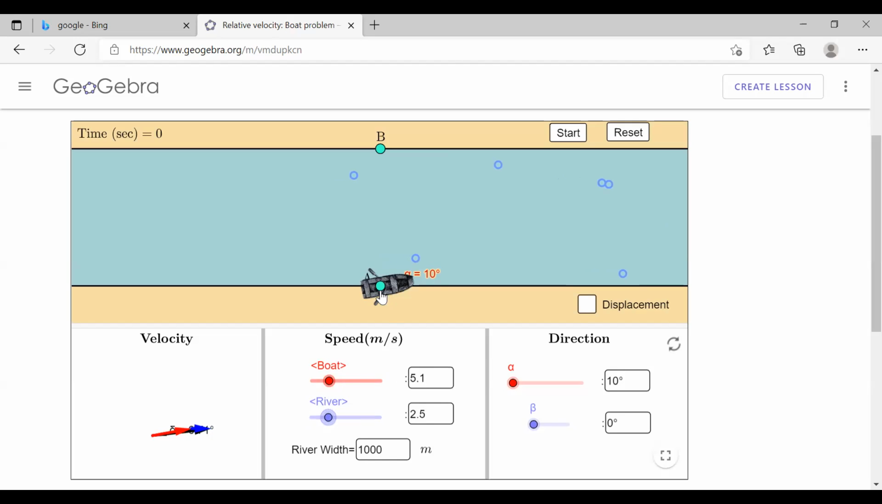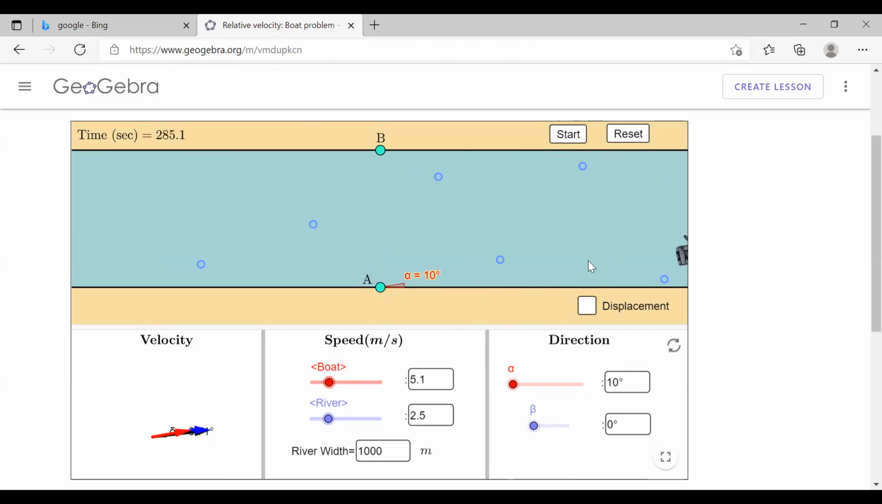Now, suppose keeping the boat speed as 5 only, if I increase the river velocity now to 2.5, with what speed will the boat move, assuming that this is 0? 7.6. Yeah, it will move fast. With what velocity? 7. Because now the river is also pushing it. Previously, when the river was not flowing, whatever was the velocity of the boat, with that much velocity only the boat would move. But when the river is flowing, it gets some additional push, correct or not? So therefore, it will move with that velocity.